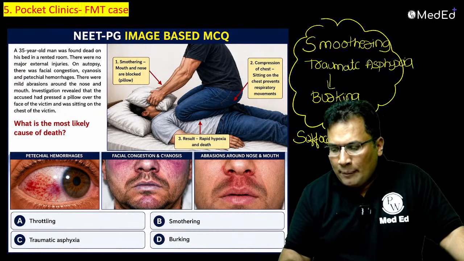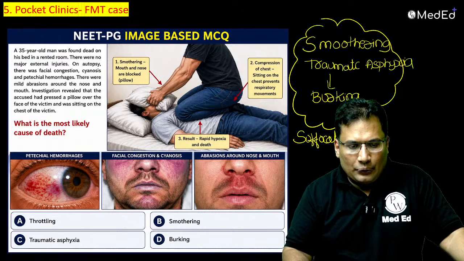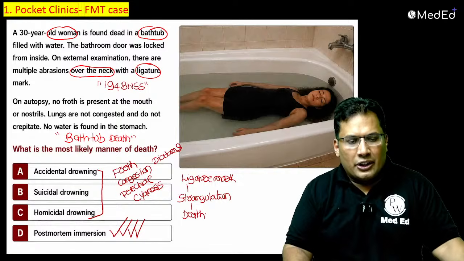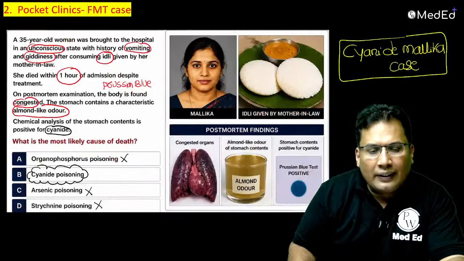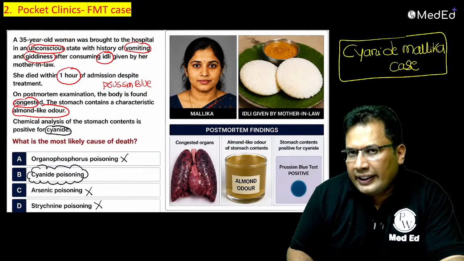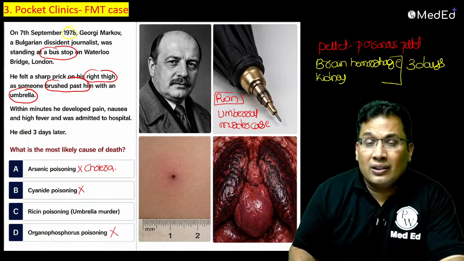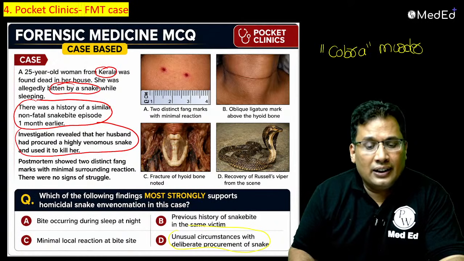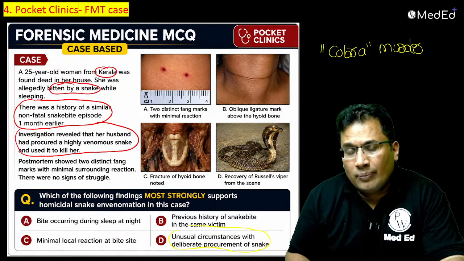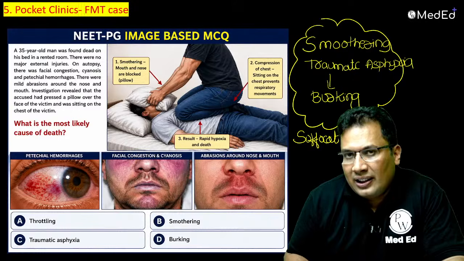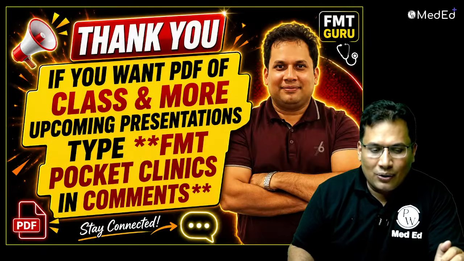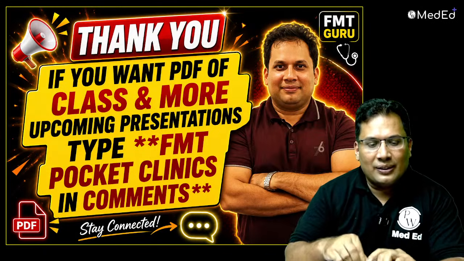So this is about the 5 important scenarios. So let's discuss one by one. The first one, it was the bathtub death. Second one, Idli-Vada case, cyanide case. Third case, umbrella case, Ricin case. And the fourth case, basically that is Cobra case. And the last case, smothering and traumatic asphyxia, that is basically burking. So this completes your today's session.